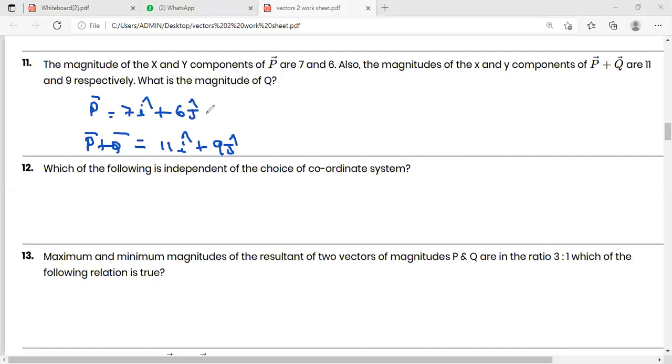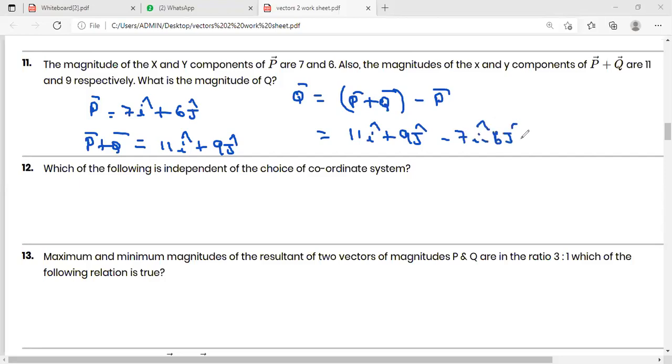And they're asking us to calculate the magnitude of Q bar. So that means first you try to calculate Q bar only. Q bar, how can you calculate? P bar plus Q bar minus P bar. That gives Q bar only, na? So what is the P bar plus Q bar value? 11 i cap plus 9 j cap minus P bar, which is 7 i cap plus 6 j cap. Finally, it will be 11i minus 7i, how much? 4 i cap plus 9 minus 6 is 3 j cap.